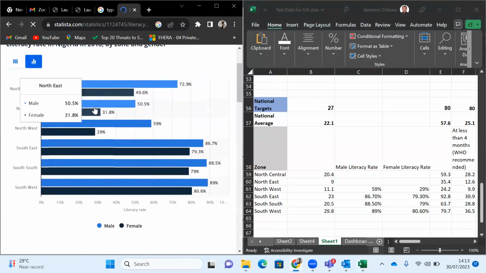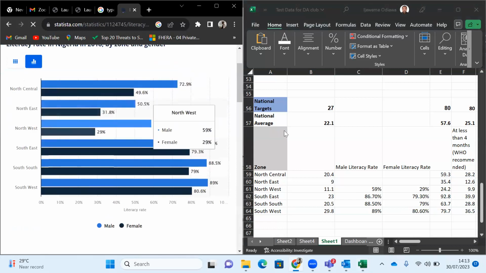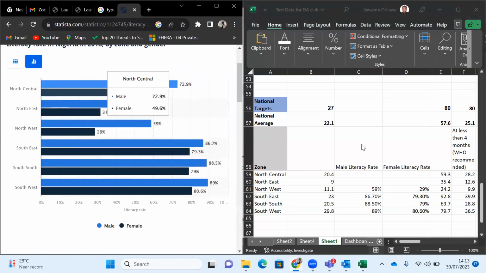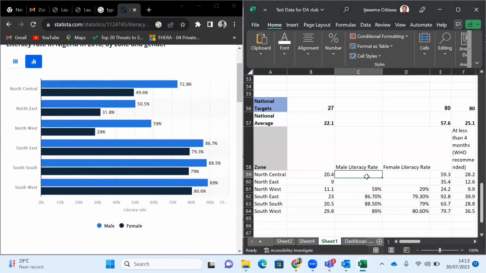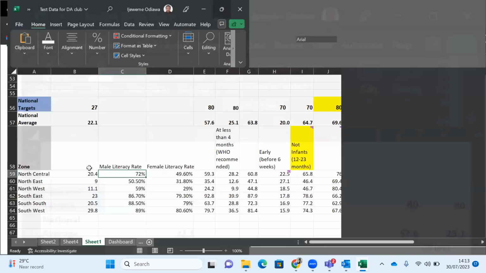So this is from Statista. North Central, 72% of men in the North Central region are educated, can read and write, while only 49.6% of women are. In the Northeast, 50.5% for men and only 31.8% for women. So we can now maximize this because we have collected the data we need.